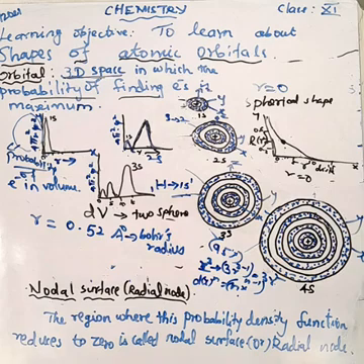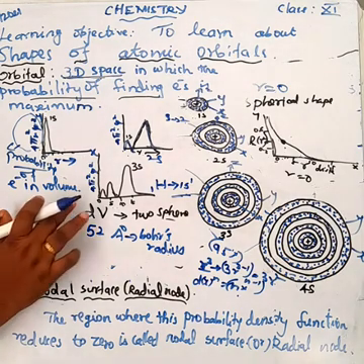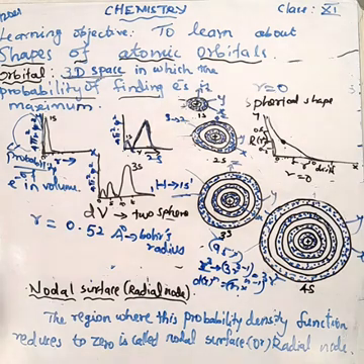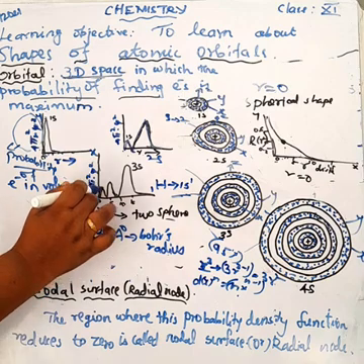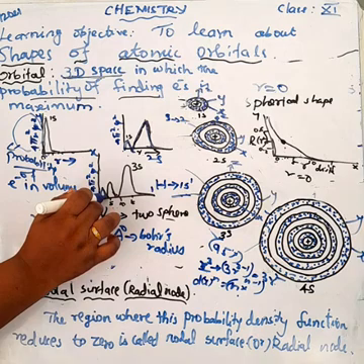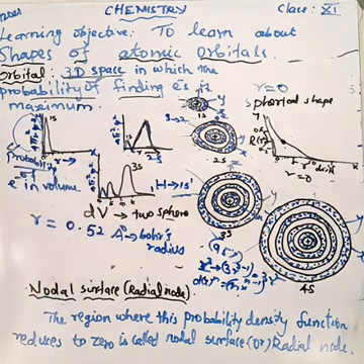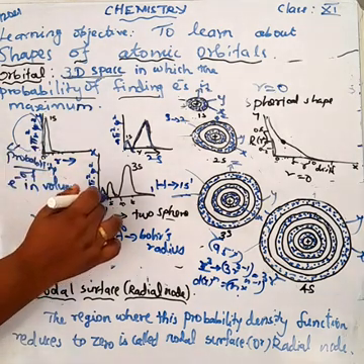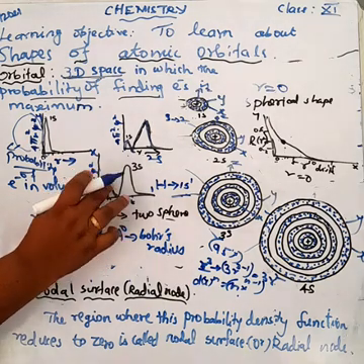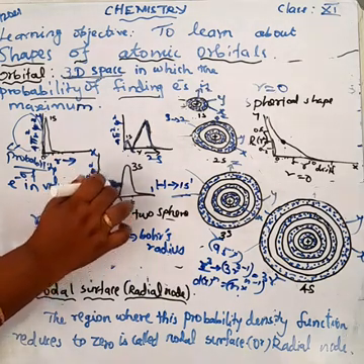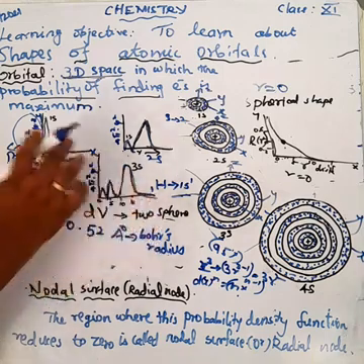Okay, understood? 3s orbital also. Here, when r decreases, the distance decreases, the probability increases, and after a certain point it decreases. After that, after a certain point, it increases, and then decreases, and then increases, and then decreases.